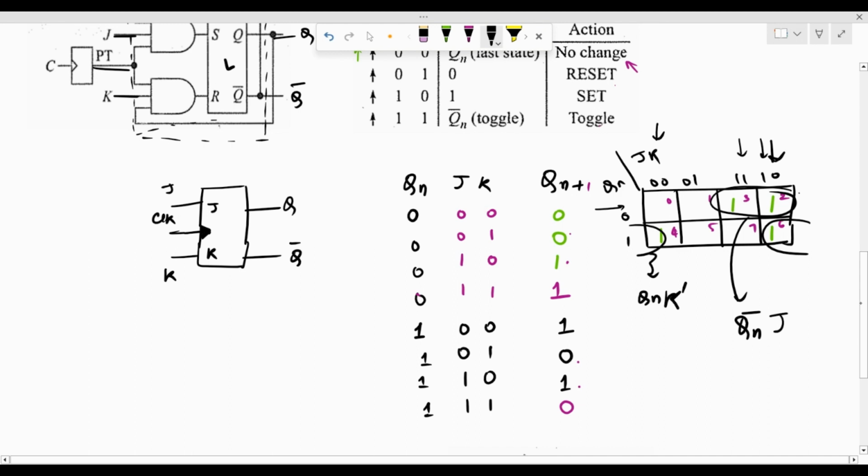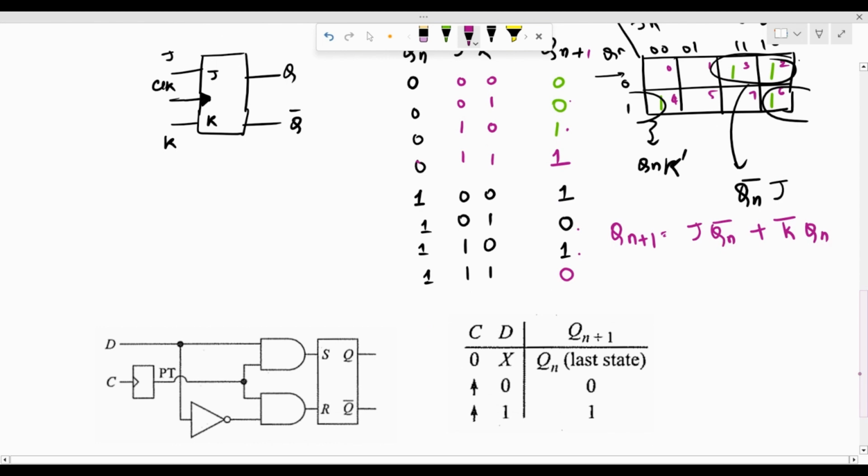Now putting the two together, the characteristic equation therefore can be written as Qn plus 1 is equal to J Qn dash plus K dash Qn. So this is the characteristic equation for the JK flip-flop that is positive edge triggered.